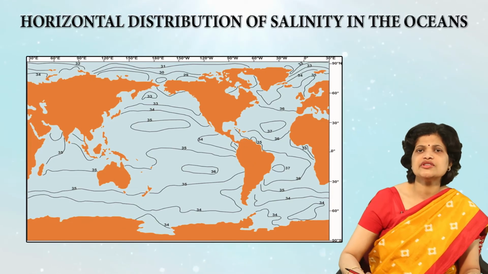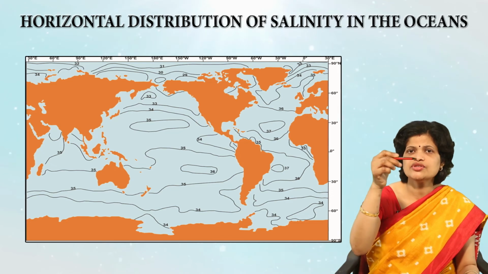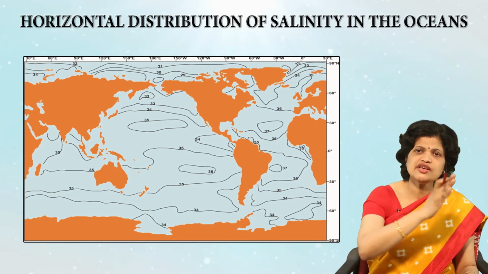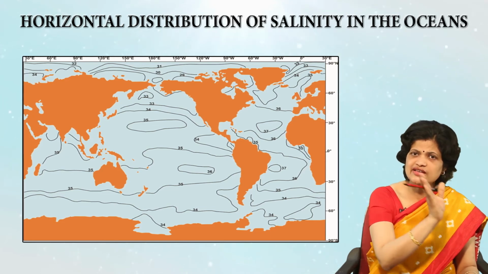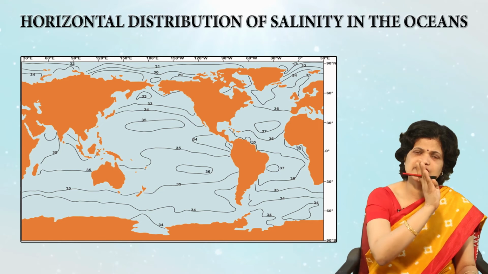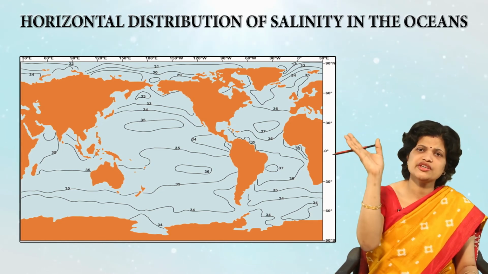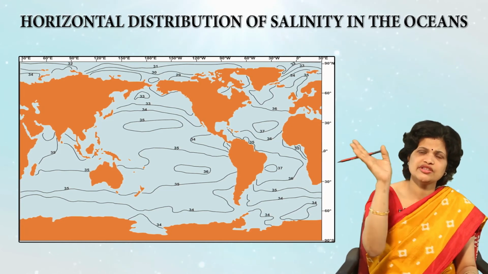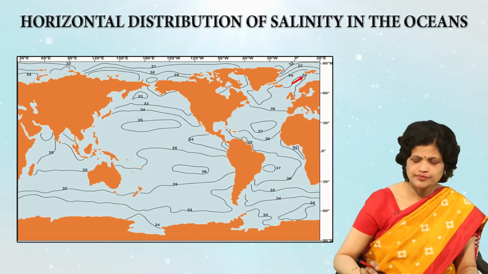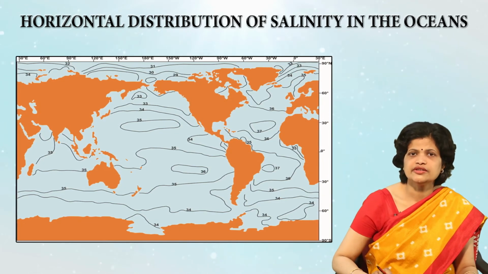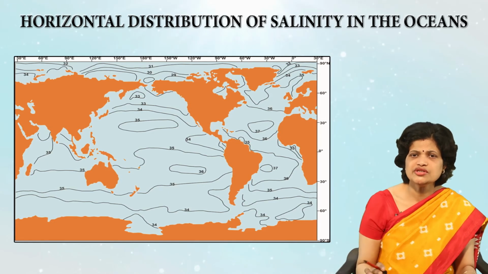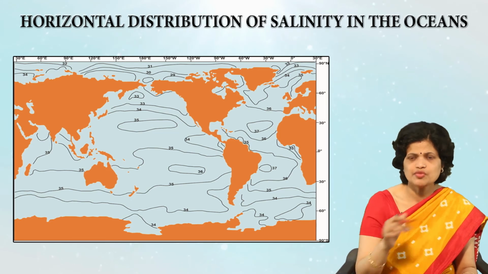In this, the horizontal distribution of salinity, like I explained, you see that along northwestern Europe, the salinity isohalines are affected by warm ocean currents like the North Atlantic Drift, and so they are turning slightly upwards towards the north. And you can see that in most of the oceans, the salinity in the southern hemisphere is almost parallel.